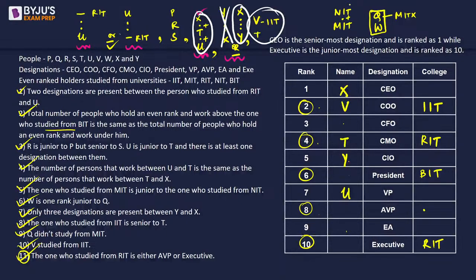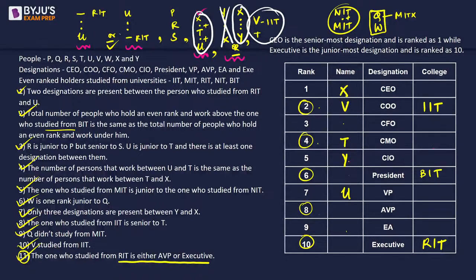Next, let's look at this. MIT will be below NIT. So the place that is left is, if I take NIT here and RIT is above, so this will be MIT, but RIT is either AVP or executive, right? So RIT cannot be CMO. So RIT will be forced down to be executive. Sorry, not RIP, RIT I meant.